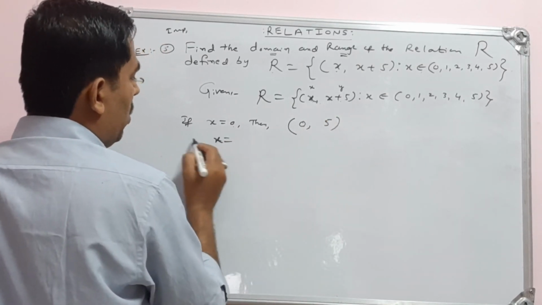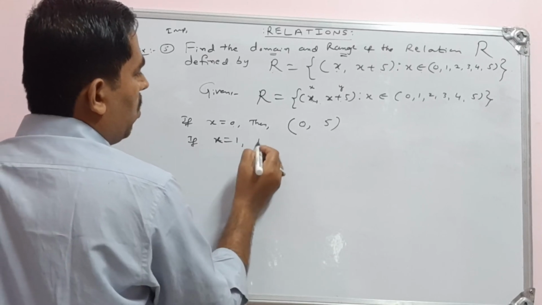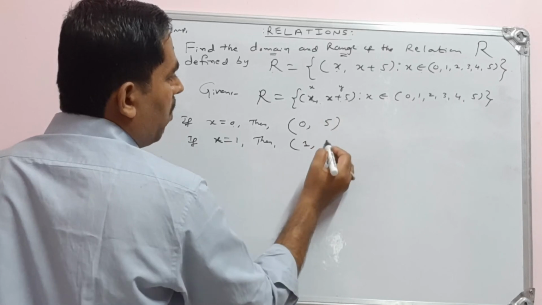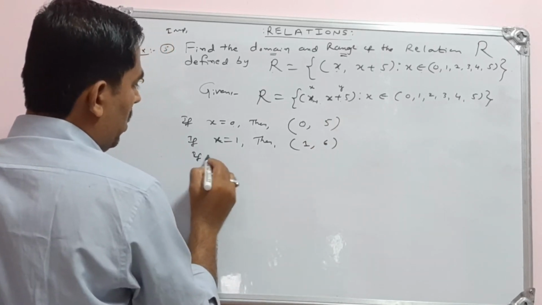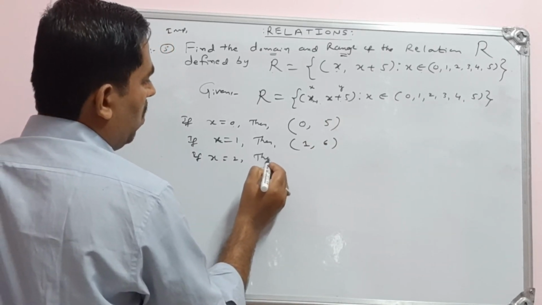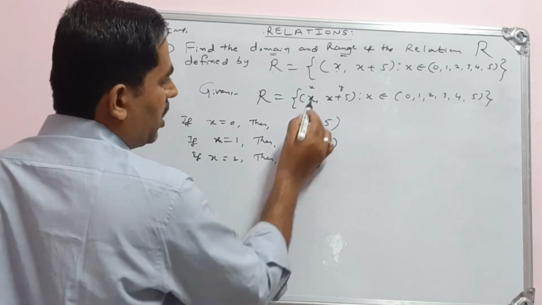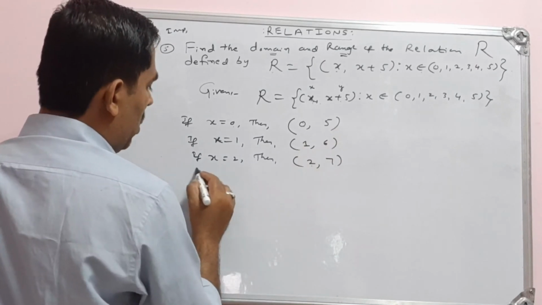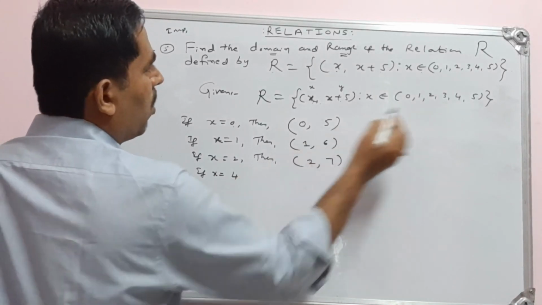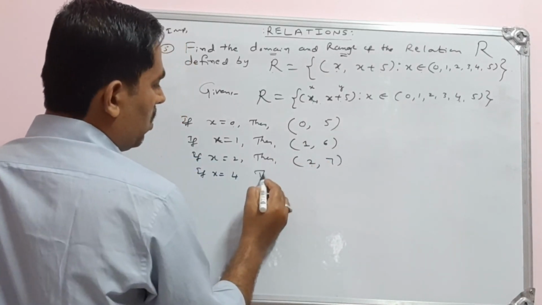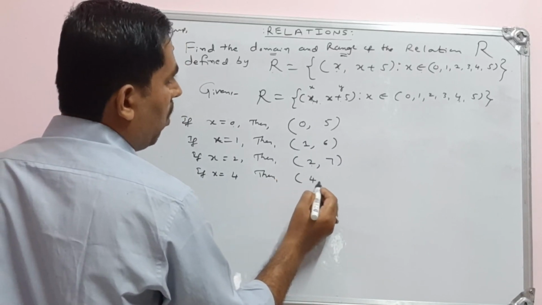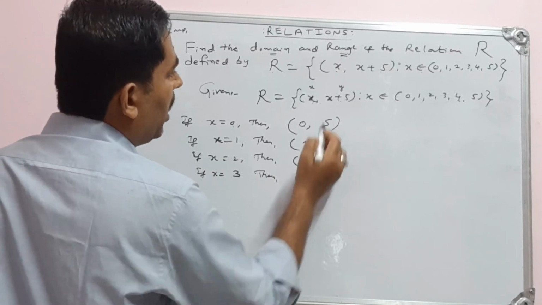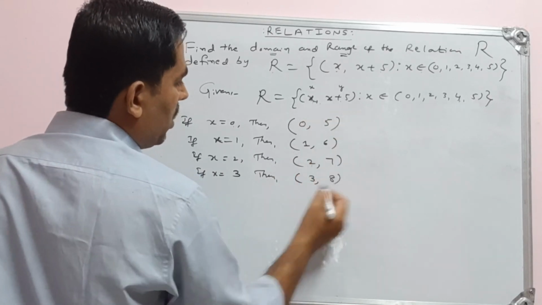If I give x equal to 1, then my pair will be 1 plus 5, that is 6. Then if x is equal to 2, 2 plus 5, that is 7. Then x is equal to 3: 3 plus 5, this is 8.